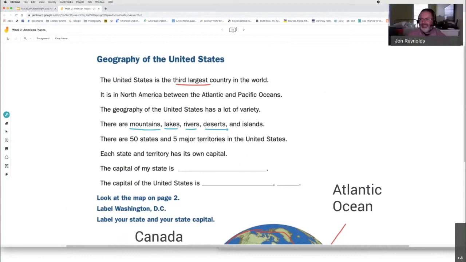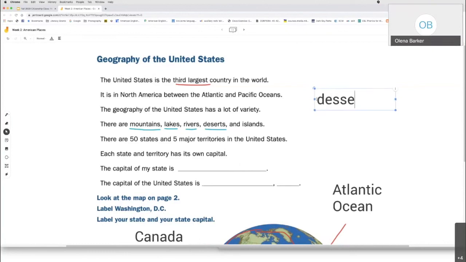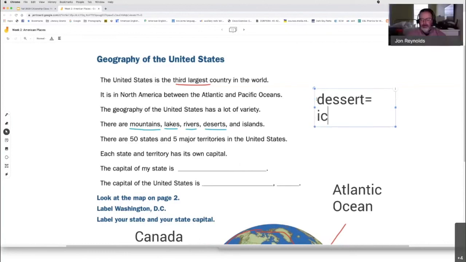Deserts. Now this is not dessert. This is not ice cream. This is deserts. Sometimes people get those confused. Dessert has two S's. For example, ice cream, that's dessert. But the desert is where it's very hot and very dry.